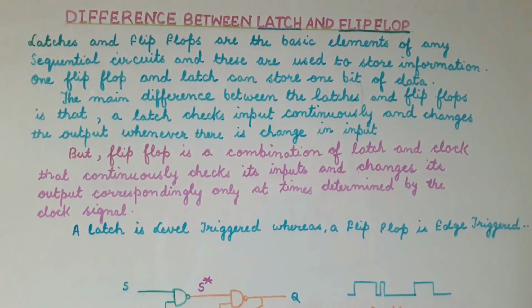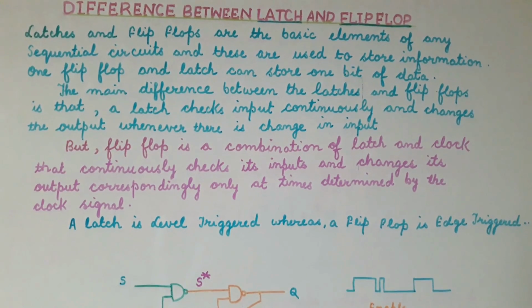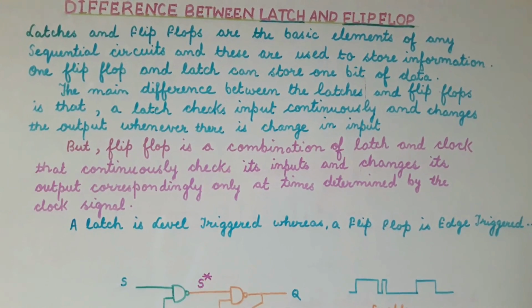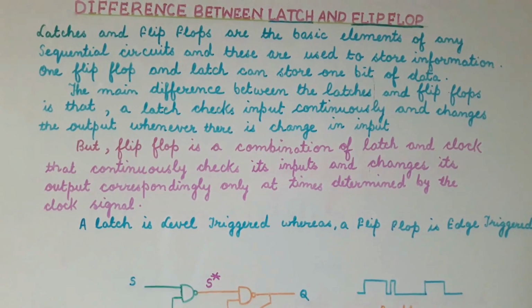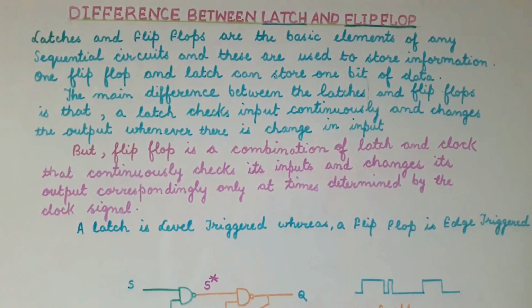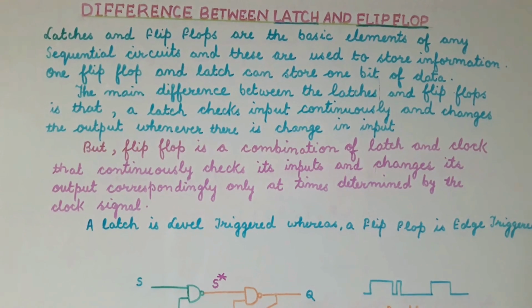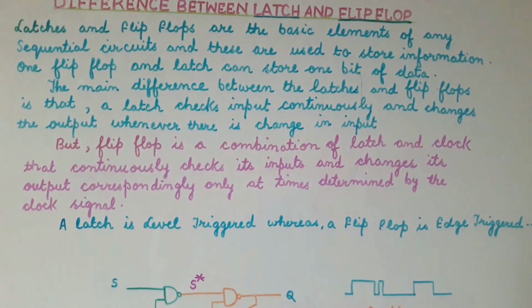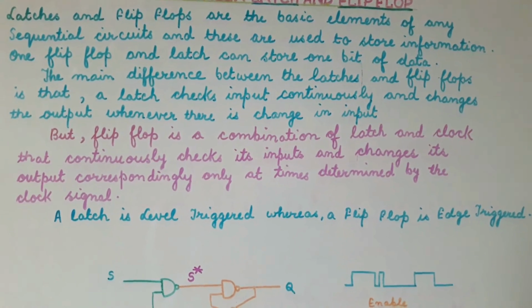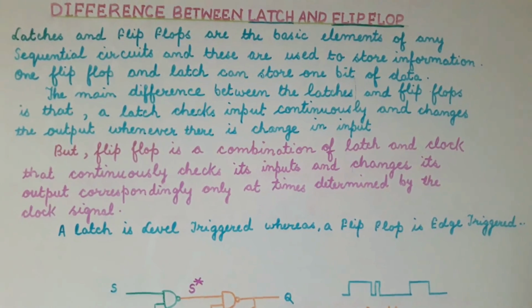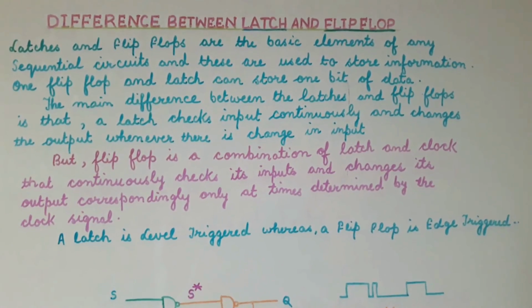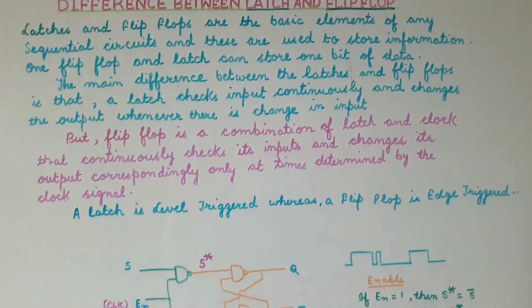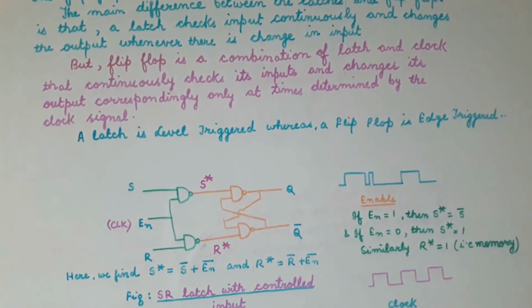But a flip-flop is a combination of latch and clock that continuously checks its inputs and changes its output correspondingly only at times determined by the clock signal. And as we have already seen, a latch is level triggered, whereas a flip-flop is edge triggered. So this is the difference between latch and flip-flop.